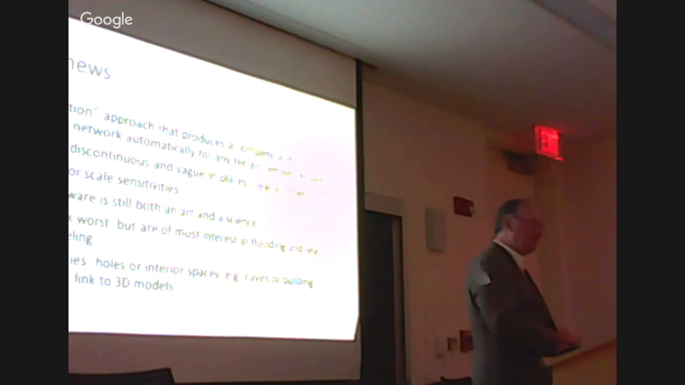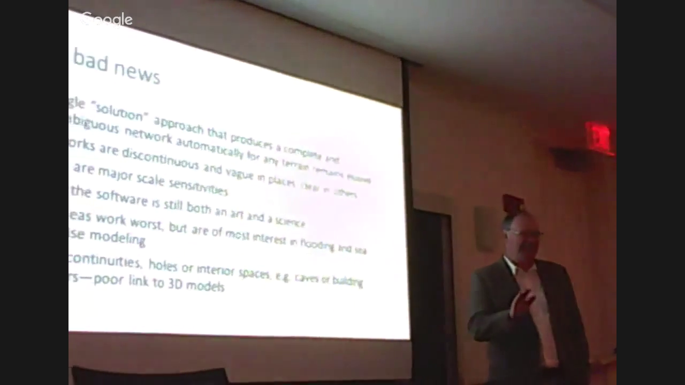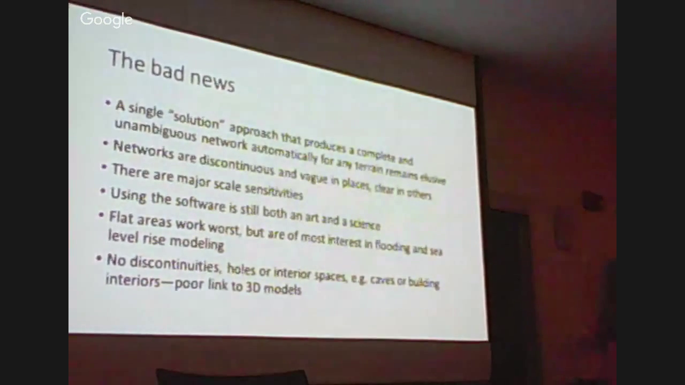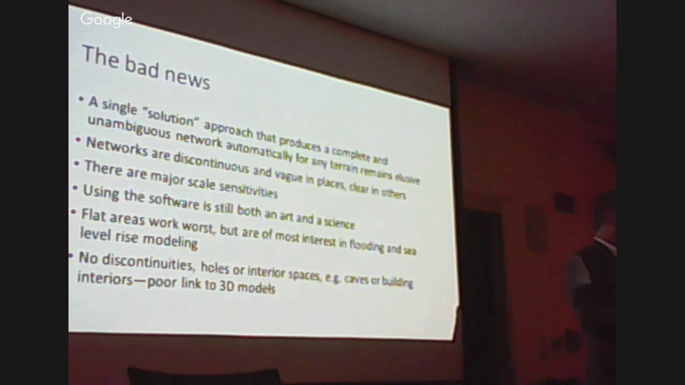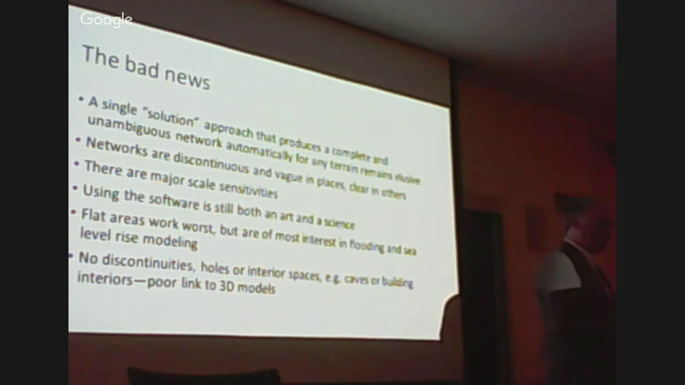And of course, there's bad news as well. The single solution approach that computes a complete and unambiguous network automatically for any terrain model: if somebody tells you they can do it, they're lying. Because it's always going to come out different, depending upon which choice of algorithm you make, what scale of data you have, what the source of the data was, and so on. The networks are discontinuous, in some places simply because algorithms don't work, in some places because the very definition of what it is you're looking for is vague, sufficiently vague that the algorithm's never going to give you a solution. In other places, it's absolutely clear.